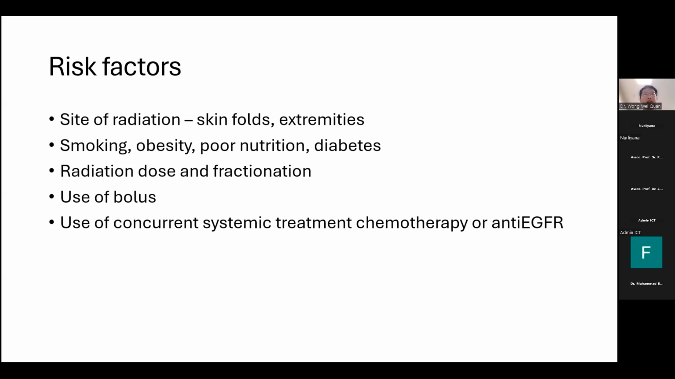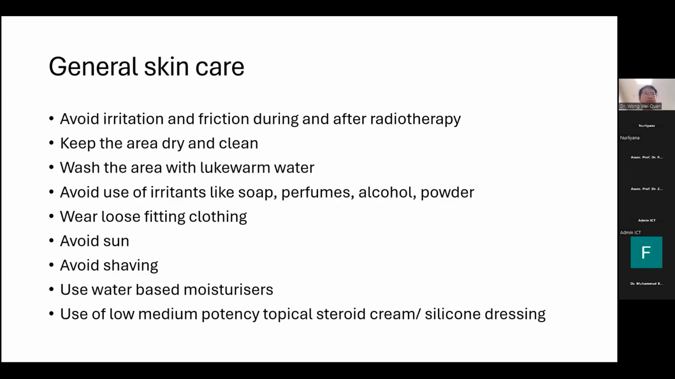So in certain circumstances, we actually combine radiotherapy together with systemic chemotherapy or targeted therapy like anti-EGFR to enhance the efficacy of radiotherapy. And the concurrent use of these agents can actually increase the risk of developing radiation dermatitis as well. So how do we prepare our patients, or what advice do we give them to prevent radiation dermatitis?